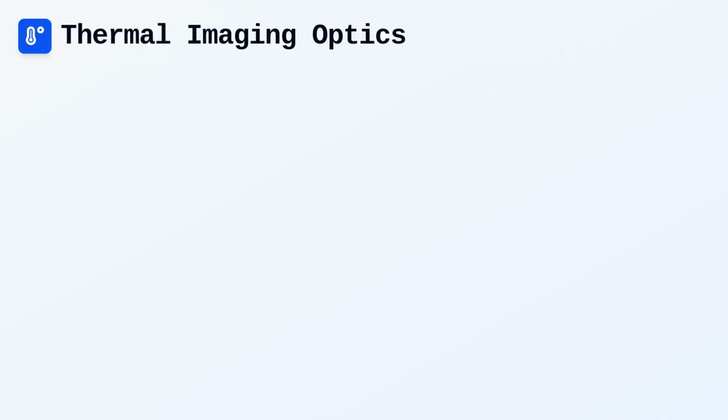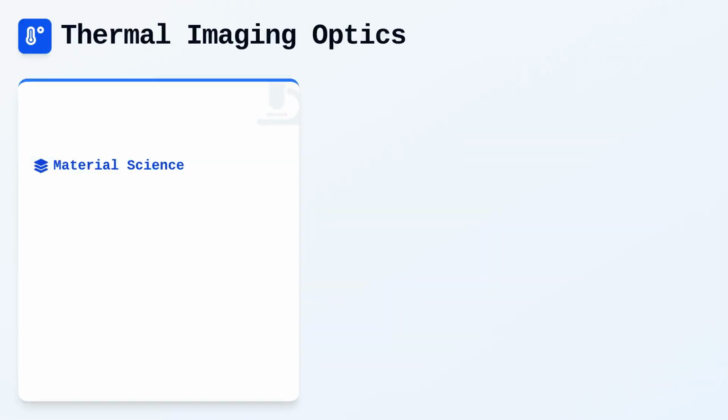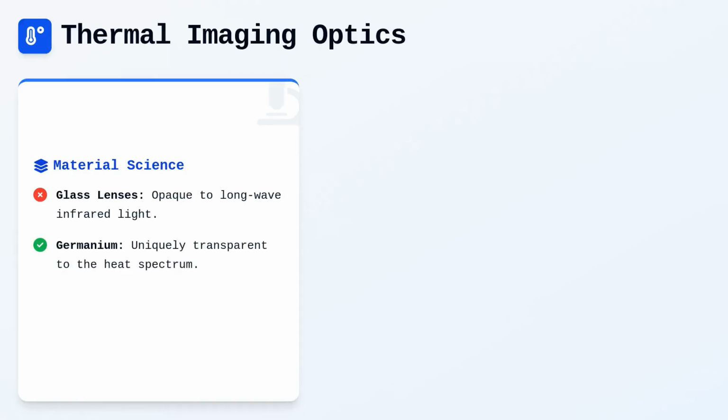While standard optical cameras use glass lenses, thermal imaging requires specialized materials because glass is opaque to long-wave infrared light. This is why we almost exclusively use germanium for thermal lenses, as it is uniquely transparent to the infrared spectrum used for heat detection. Germanium lenses are expensive to manufacture and fragile, but they are absolutely necessary to ensure that the radiating heat reaches the detector without significant attenuation.